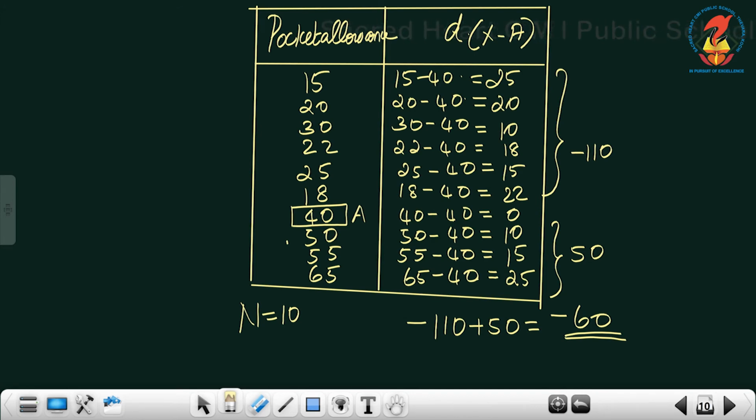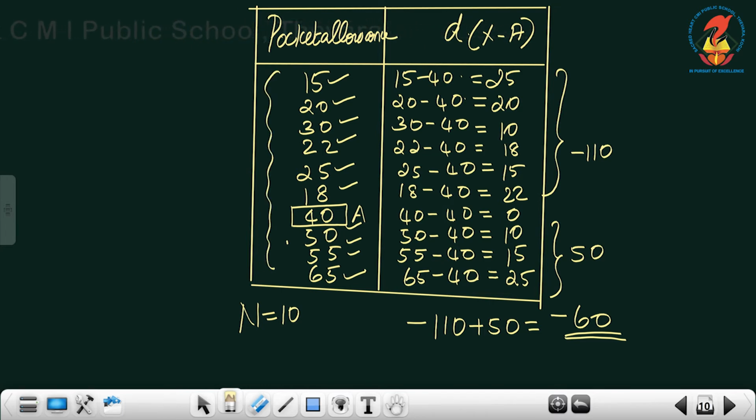Now, here is the pocket allowance. I have written here 15, 20, 30, 22, 25, 18, 40, 50, 55 and 65. I told you all these are pocket allowances. From this, I have taken one particular number as A, the assumed mean. You can take any number, either 15 or 20 or 25, as an assumed mean. I have taken 40 as the assumed mean.